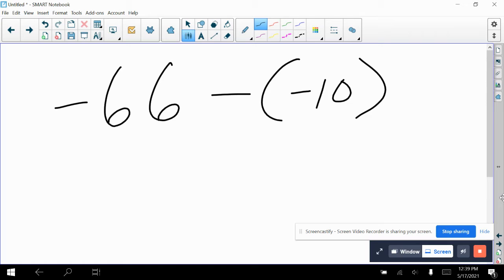All right, here's the first question. How can you tell the difference between a minus sign and a negative? Maggie, what do you think? Okay, that is actually partially correct. You are right.